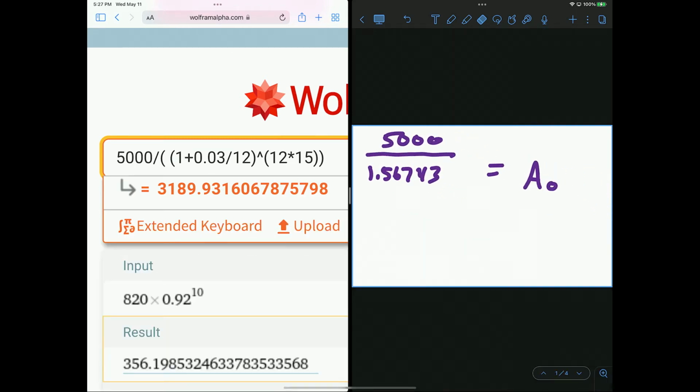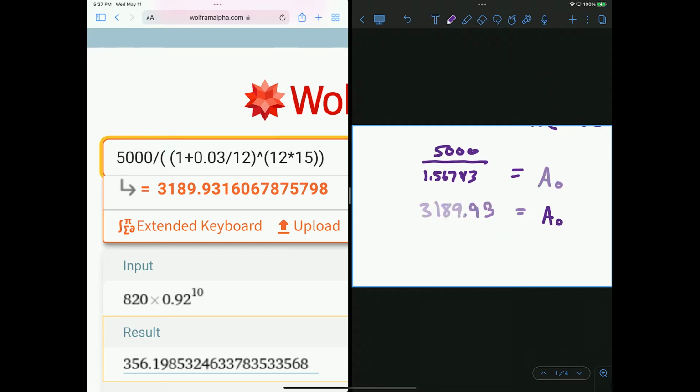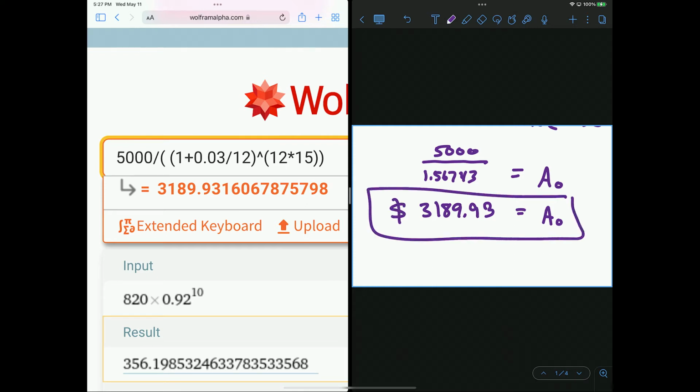So what is A0? It's the answer here. It is 3189.93. That's how much you would have to deposit to end up with $5,000. If you were going to round it, you could say 3190. But I'll just write it that way. With money, a lot of times you either round it to the nearest dollar or you do dollars and cents, right? So that's why I did 2 decimal places here. So it would be cents.